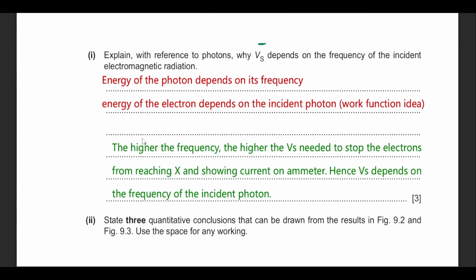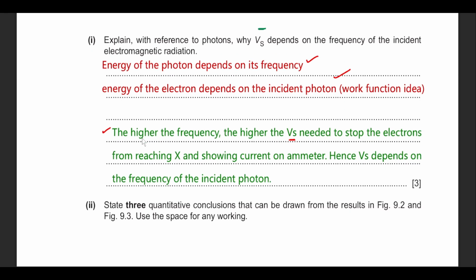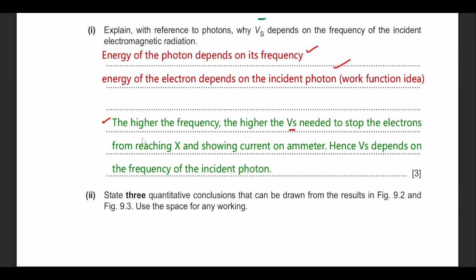So here, the way we talk about this, that it is specific, fractional and quantized, is this. Energy of the photon depends on its frequency, yes. Energy of the electron depends on the incident photon, yes. The higher the frequency, the higher the Vs voltage needed to stop the electrons from reaching X and showing current on the ammeter. Hence, Vs depends on the frequency of the incident photon. So there are many options, many answers. All of them are right.